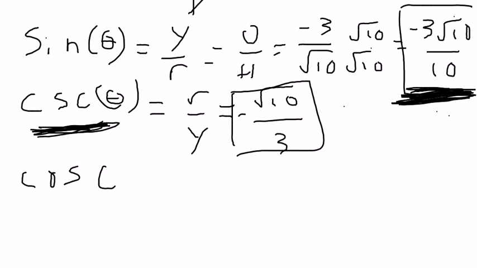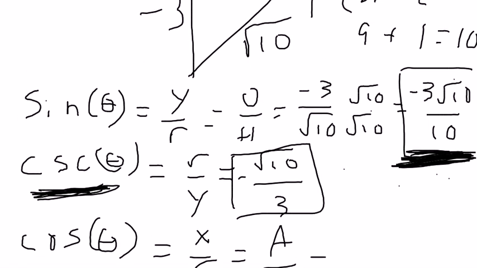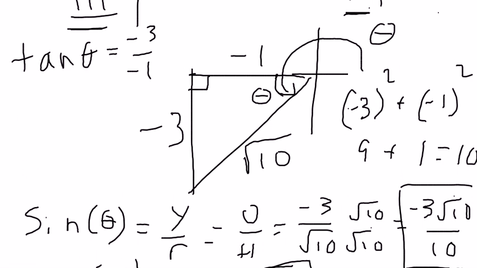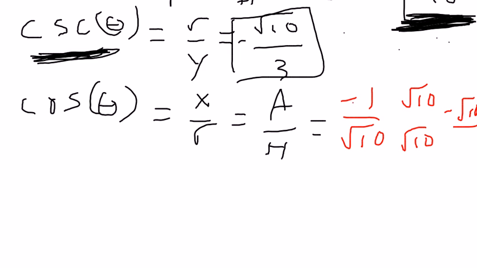Cosine, x over r, adjacent over hypotenuse. The x value of this triangle is negative 1. The r is the square root of 10. The adjacent is negative 1. The hypotenuse is square root of 10. So this would be negative 1 over the square root of 10 multiplied by the square root of 10 over the square root of 10. You get negative square root of 10 over 10.